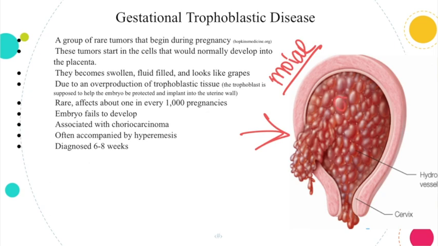This is the reason why this happens. It's very rare, which is good, because this is not a viable pregnancy. There's no embryo at all. All right. It's often associated with hyperemesis and it's diagnosed very early. So how will the patient know? We're going to talk about that on the next slide.